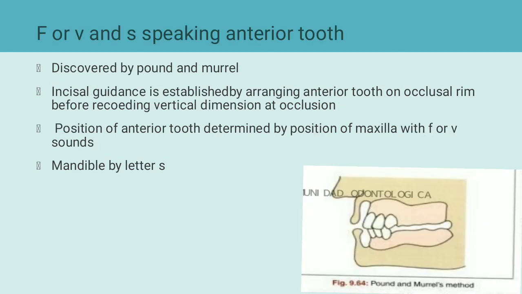The next one is F, V and S speaking anterior tooth relation. The first one, Silverman's closest speaking space, we get with S and J. The second one, F, V and S speaking anterior tooth relation, was discovered by Pound, by arranging the anterior teeth on the occlusal rim first and then recording the vertical dimension at occlusion. First, the position of the anterior teeth determines the position of the maxilla with F or V sounds. For the maxilla, F or V, and for the mandible, the S sound is involved here.